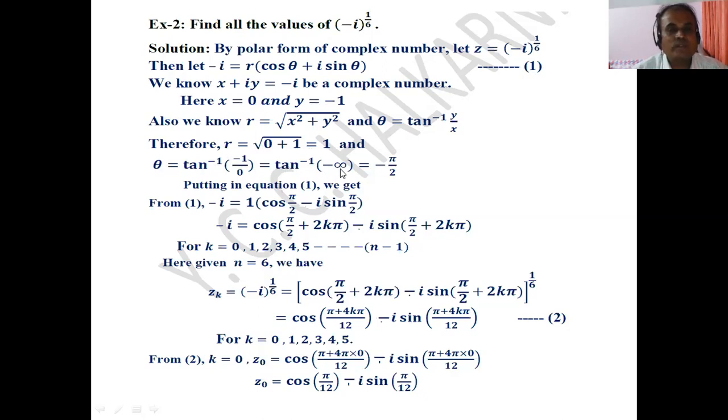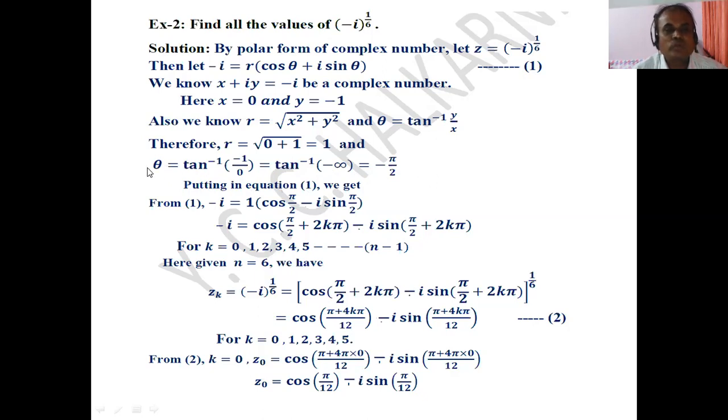Now, we find the angle theta. So tan of theta equals minus infinity. Now, we know that tan of theta is sin theta upon cos theta. We know that sin of pi by 2 is 1 and cos of pi by 2 is 0. Also we know by the trigonometric formula that sin of minus theta is minus sin theta. And therefore, the angle theta is minus pi by 2, since the value of tan of theta is minus infinity.